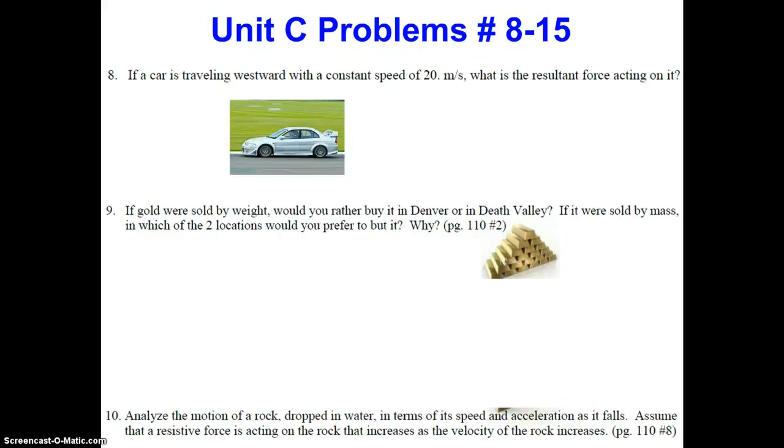Welcome to the solutions to the AP Physics Newton's Laws problem set numbers 8, 9, and 10. Let's go ahead and get started with number 8.